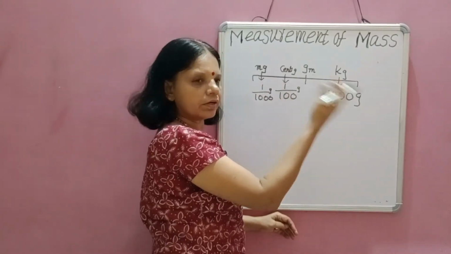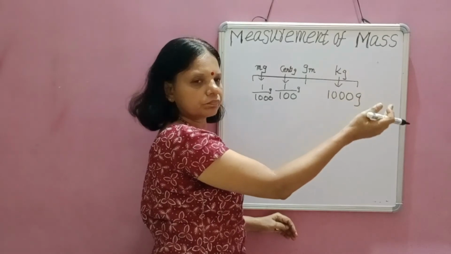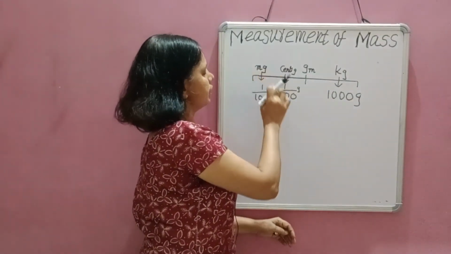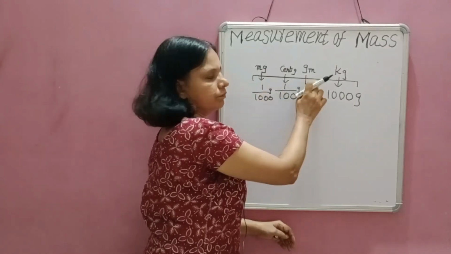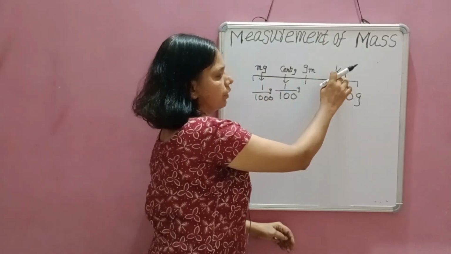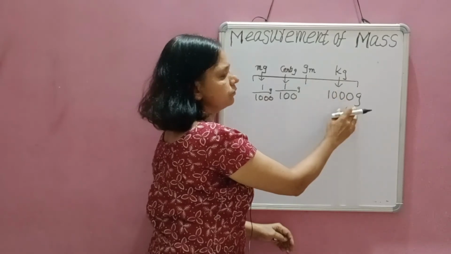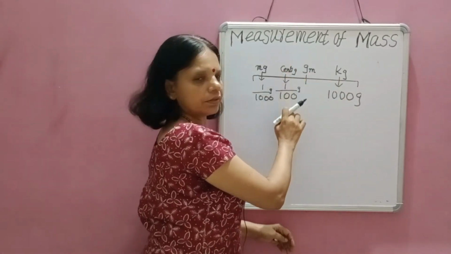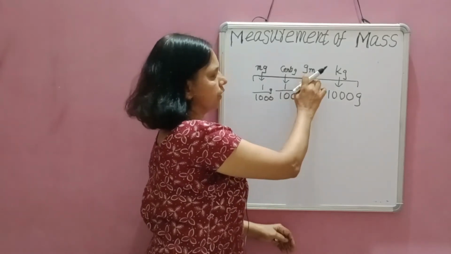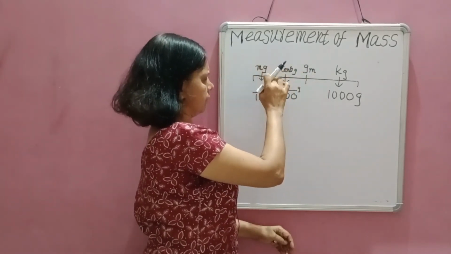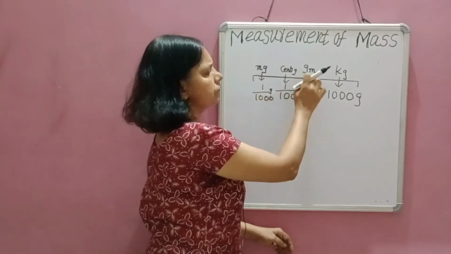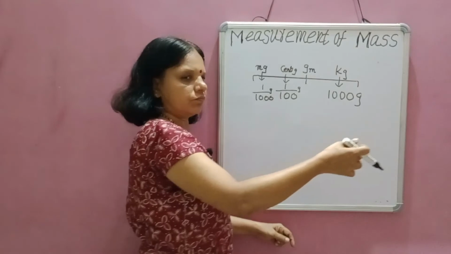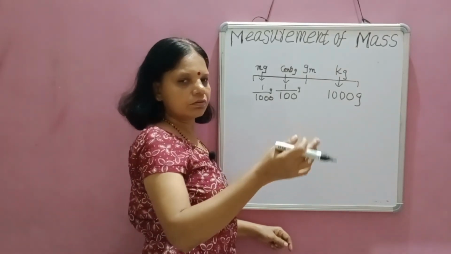It will be useful in other quantities of measurement also. And milli means 1/1000 of a gram. Kilogram means 1000 times gram. Centigram means 1/100 of a gram. Milligram means 1/1000 of a gram. So remember these relations, and we can convert from one unit into another.